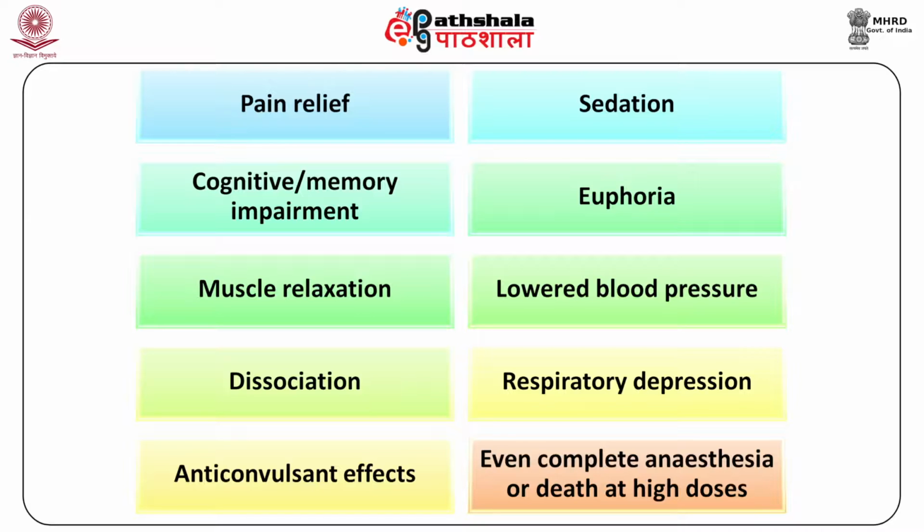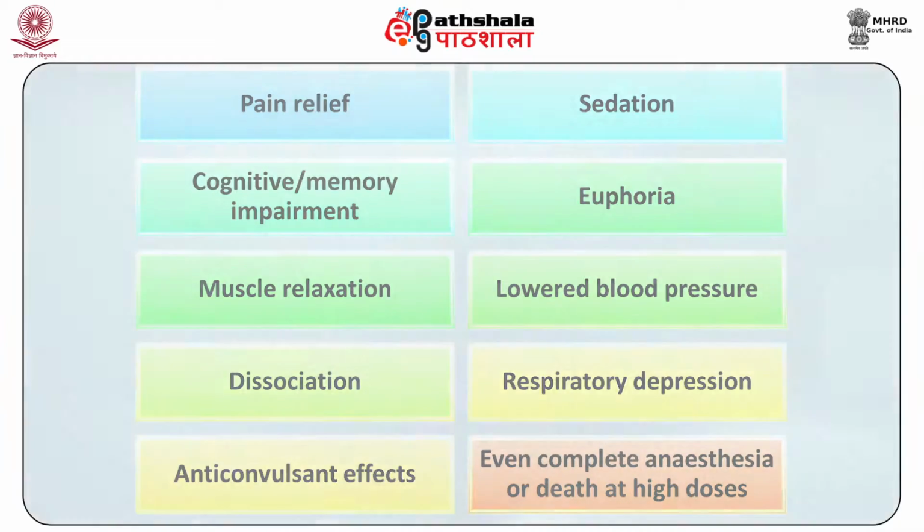instances euphoria, muscle relaxation, lowered blood pressure, dissociation, respiratory depression, anticonvulsant effects and even complete anesthesia or death at high doses. Due to their rendering a characteristic low feeling, the depressants are also occasionally referred to as downers. Depressants have a marked contrast to that of the stimulants, better known as uppers, which boost up the mental or physical function or both. So both of these are considered to be functionally opposite.